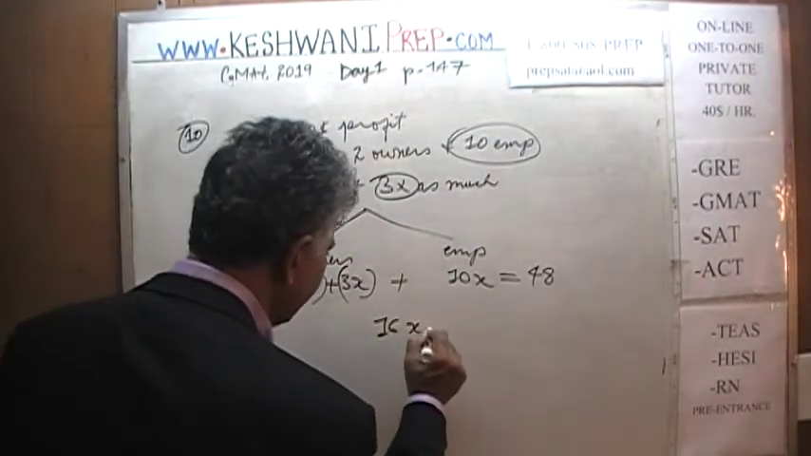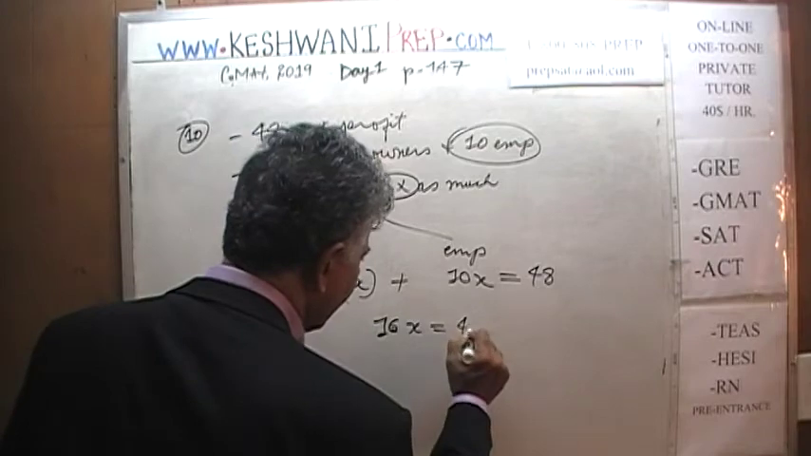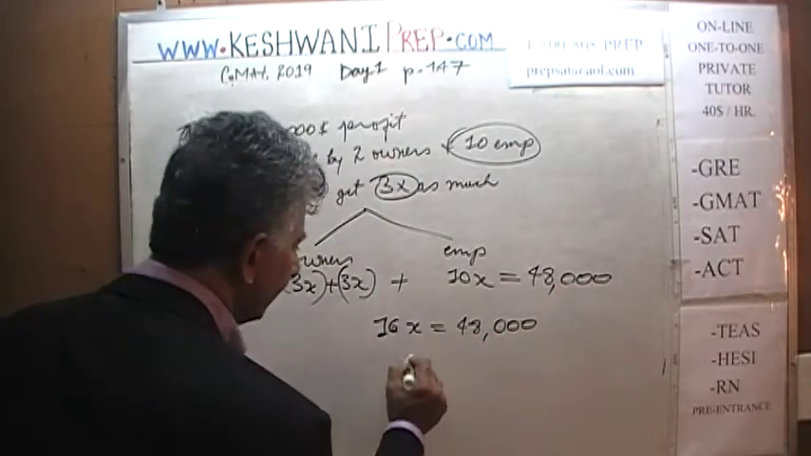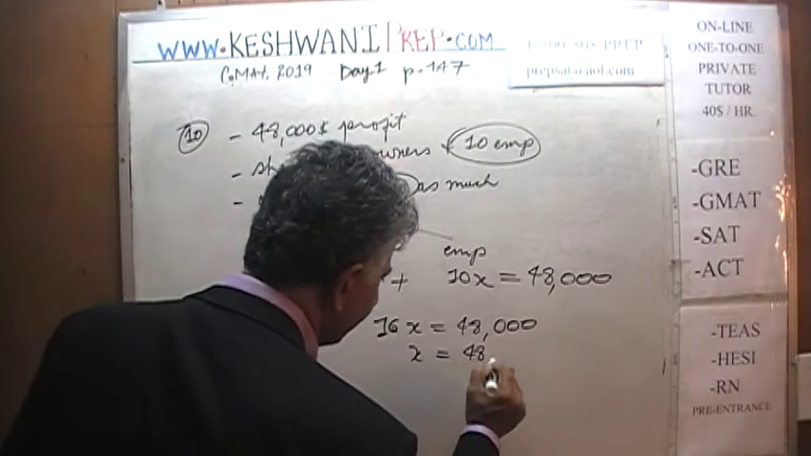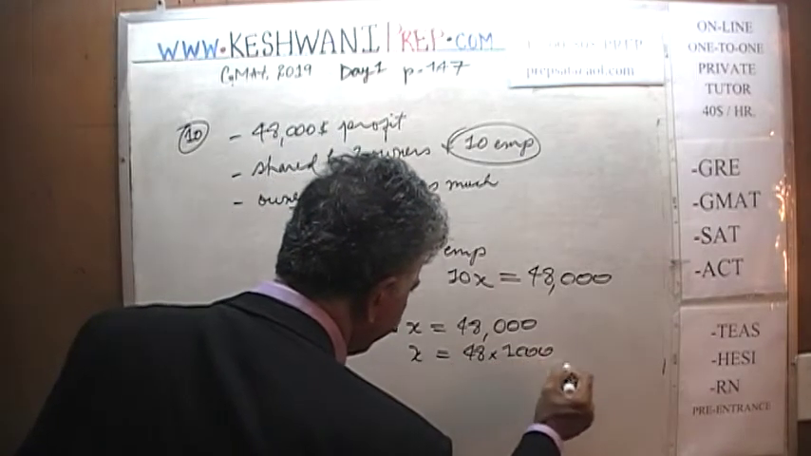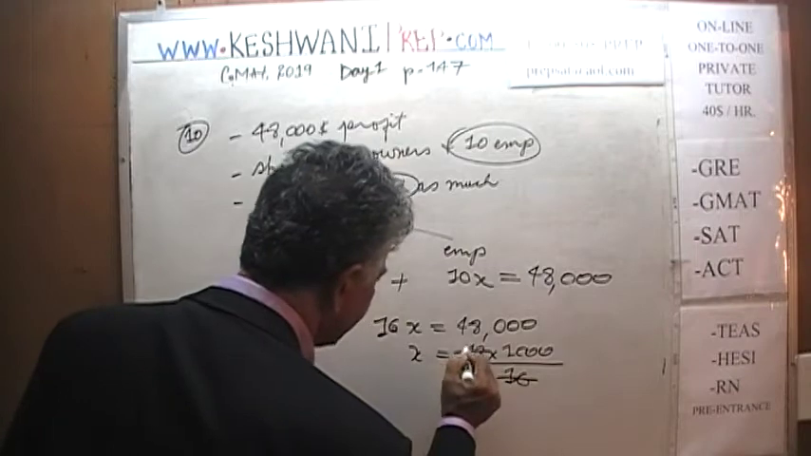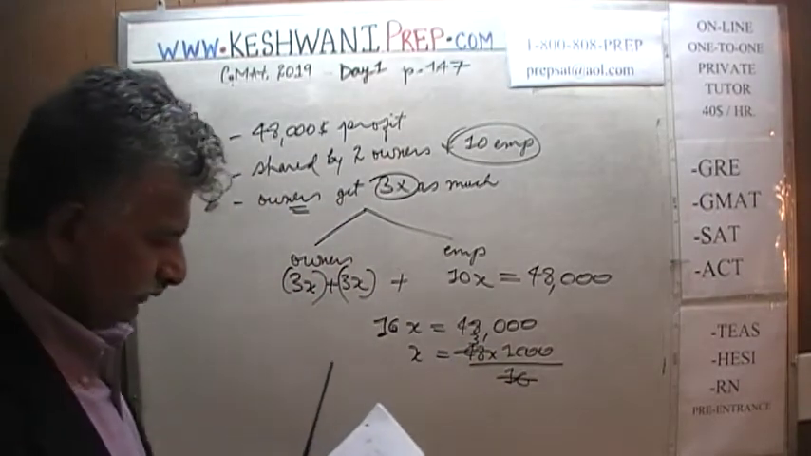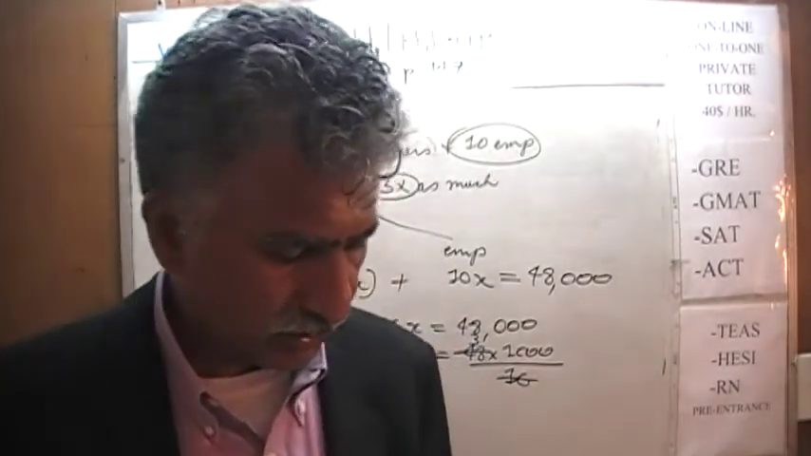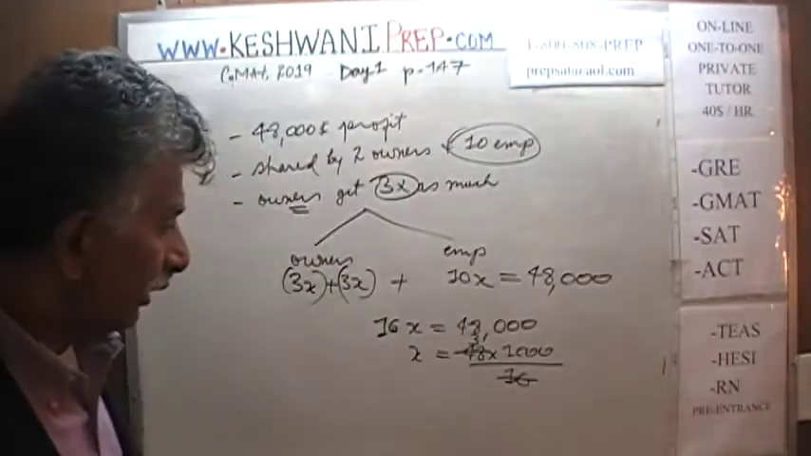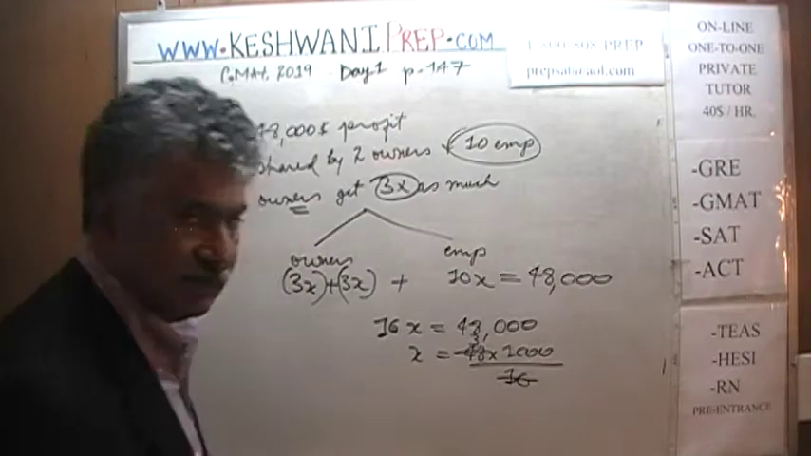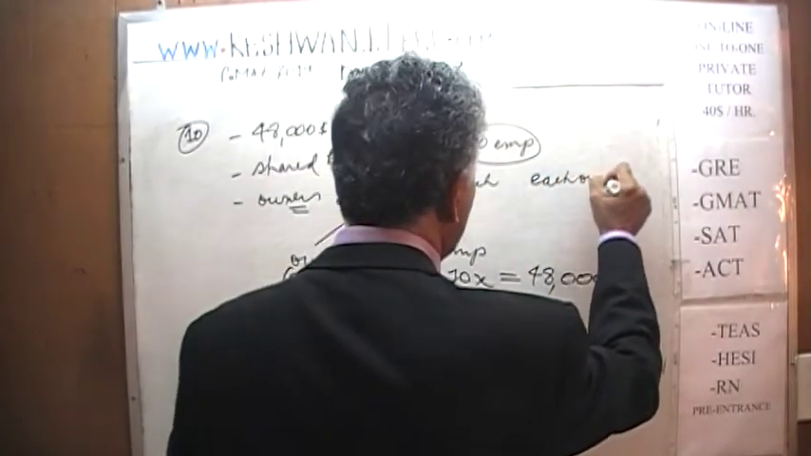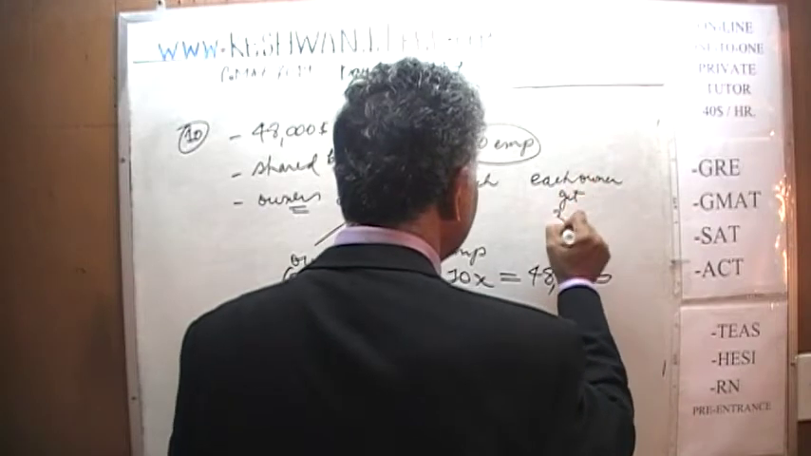16x equals $48,000, and therefore x equals 48,000 over 16, and 3 times 16 is 48. So the answer is $3,000. Each employee gets 3,000, which means each owner gets 3 times 3,000.